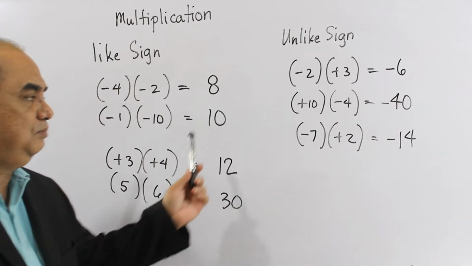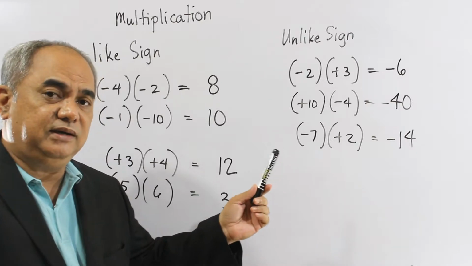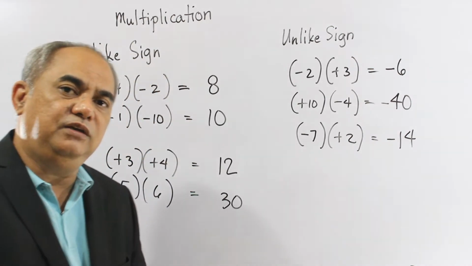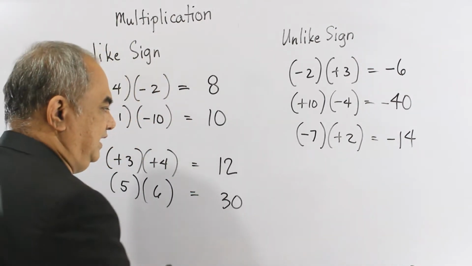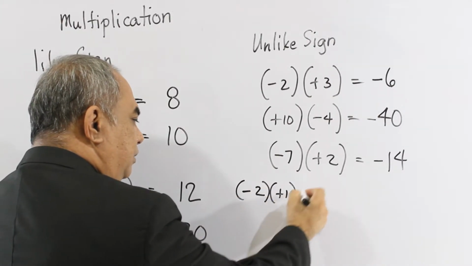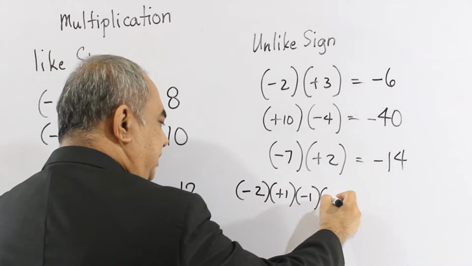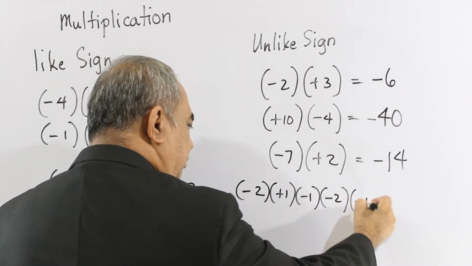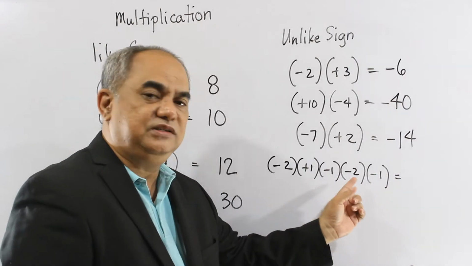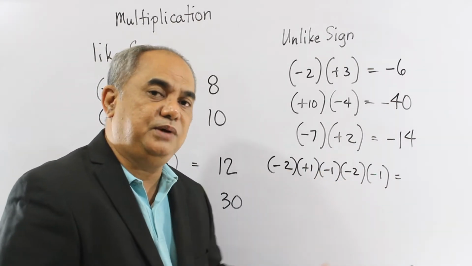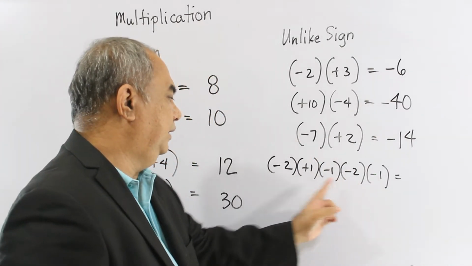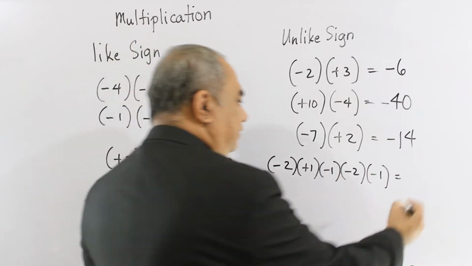Actually, we will proceed with division, but I want to expand the number of factors here. Sir, what if we have more than 2 factors? Let's say negative 2 multiplied by positive 1 multiplied by negative 1 multiplied by negative 2 and multiplied by negative 1. What will be the answer? First, if we have factors like 1, you disregard these numbers in terms of product. All you have to do is to multiply the numbers that are not 1. And those are 2 and 2. So 2 times 2 will give you a value of 4.